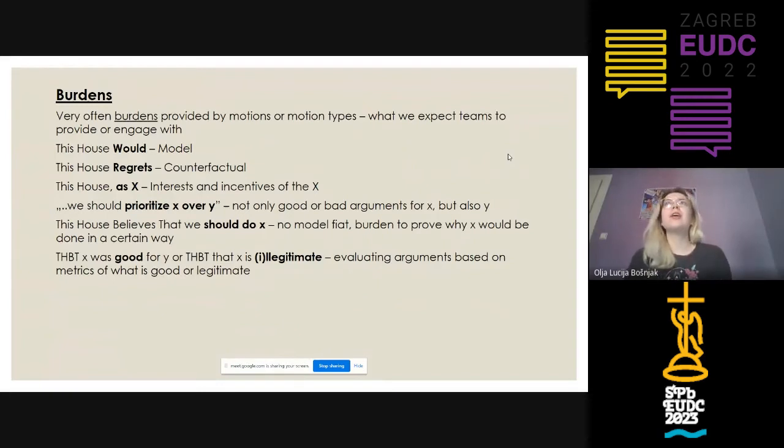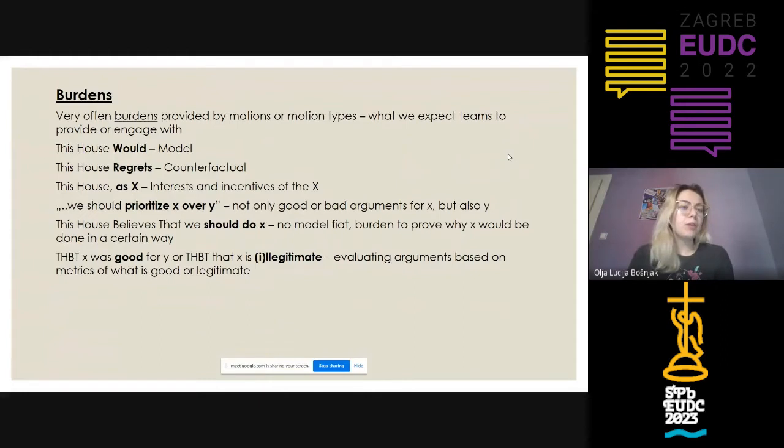But very often it happens that teams just don't realize that, or run arguments that are probably true generally, but we are not sure why an actor cares about them. So I think that probably is the formula that is most often not engaged with, and I think is important, obviously.